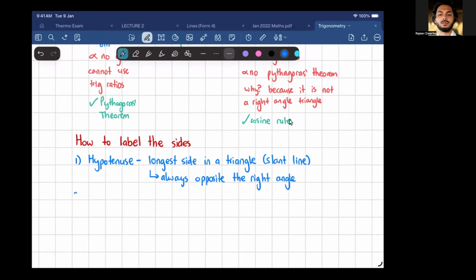Okay, number two, the opposite. As it says, it's always opposite. It's opposite the angle, right? This is a side that is opposite to the angle in question.